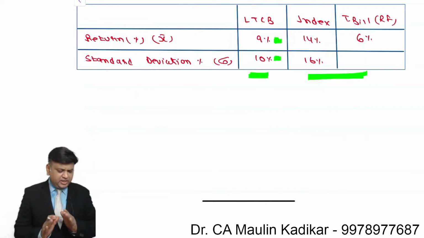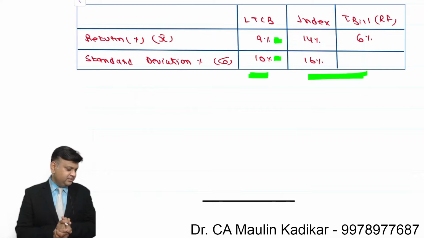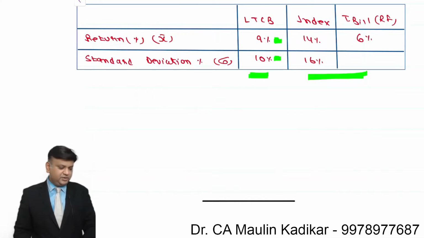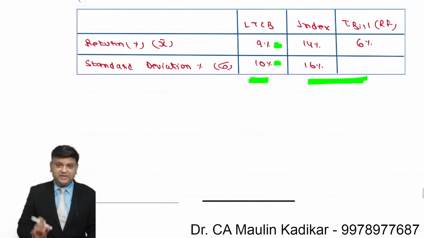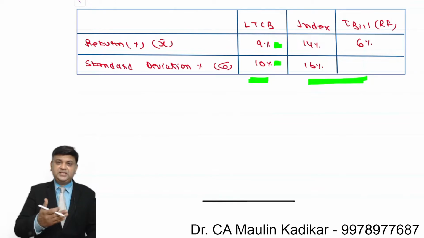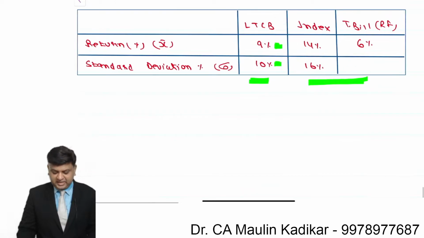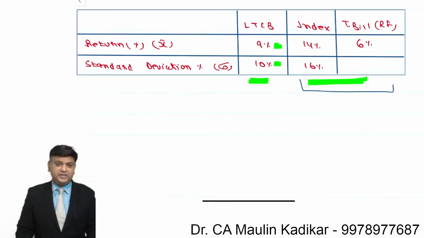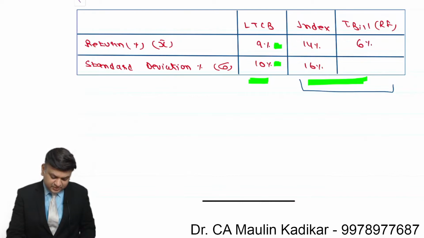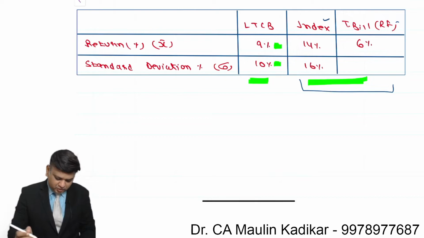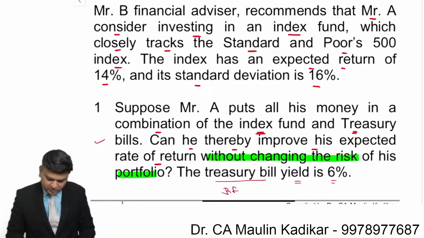So in the first question, it has been asked: suppose Mr. A puts all his money in a combination of index fund and the treasury bill, can he thereby improve his expected rate of return without changing the risk of his portfolio? We are required to answer whether, at the same risk, if you combine these two securities, your return can increase. That is the question. So first of all, we are required to form a portfolio which has a standard deviation of 10%, and investment is made in index fund and in treasury bill. Why? Because the language of the question says without changing risk.